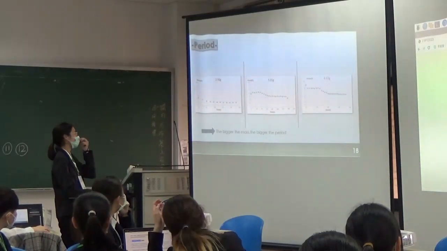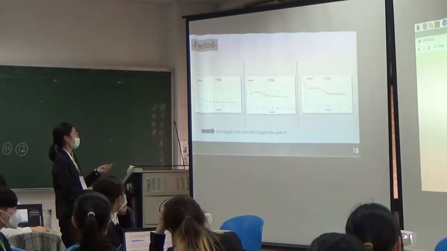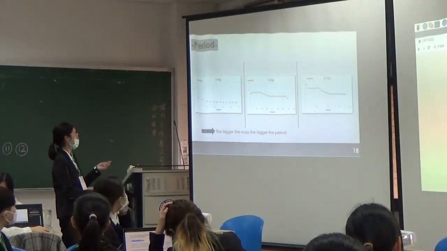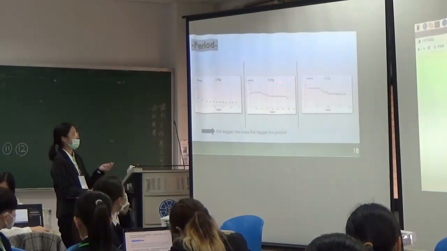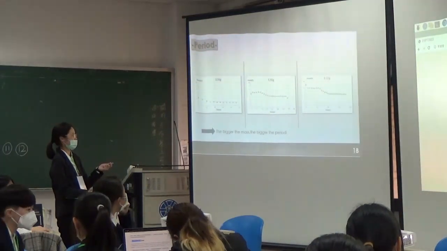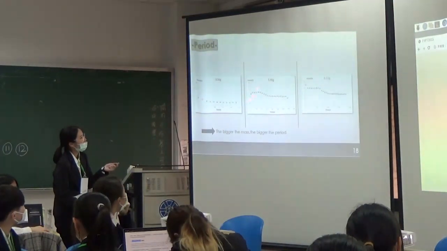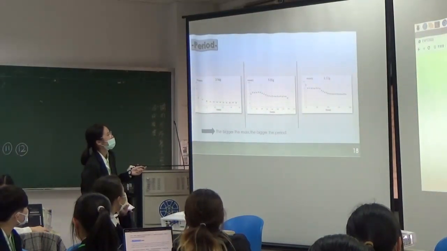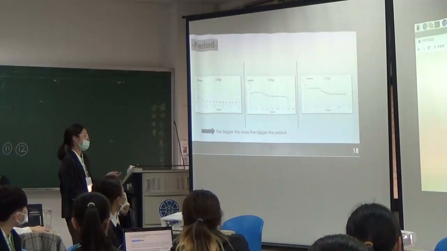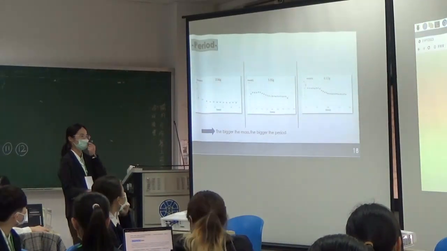And this is our period. You can see the 2.56 gram is about 4 to 5 period, the 5.06 gram is about 5 to 7, and the 6.12 gram is about 6 to 9. So we can know the bigger the mass, the bigger the period.